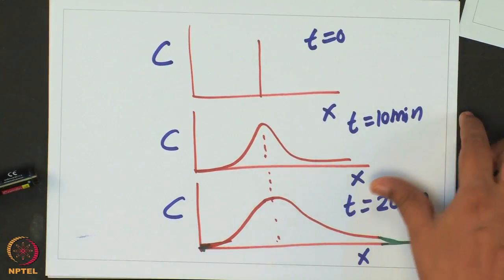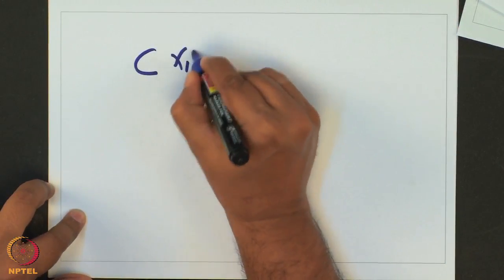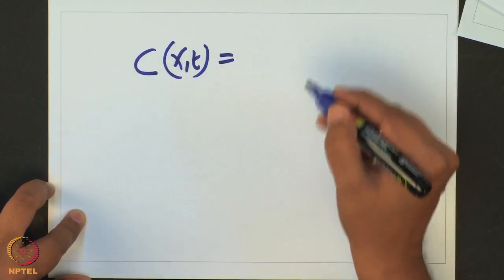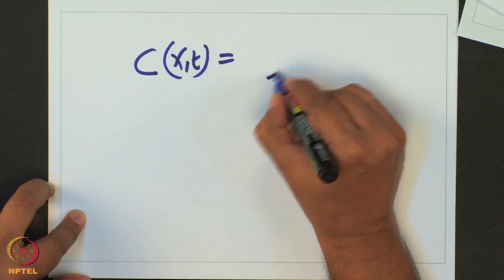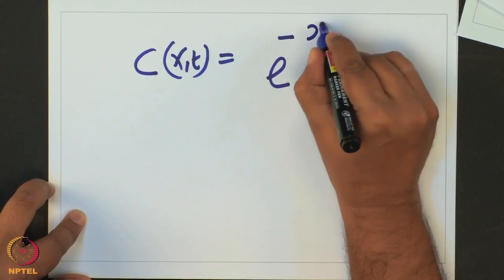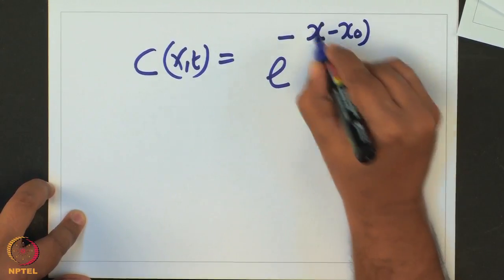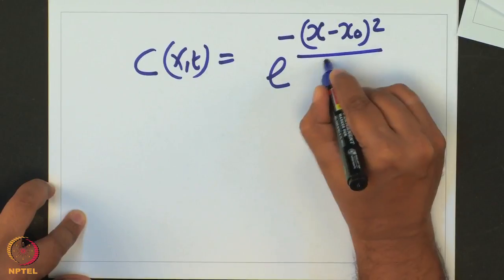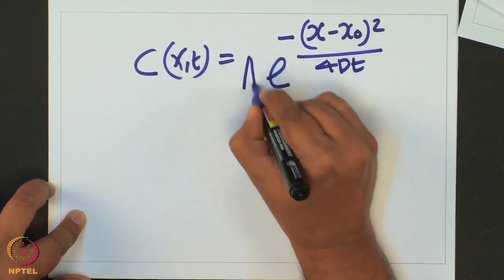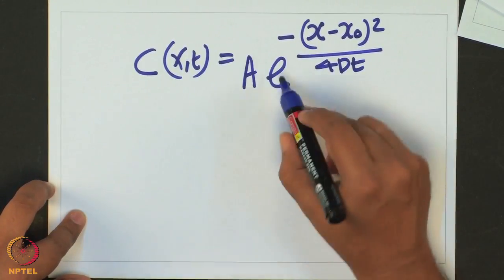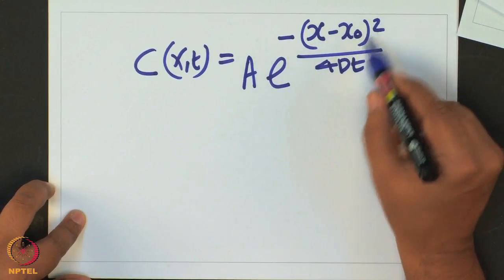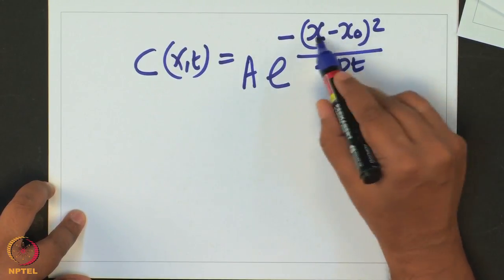So, a typical solution for this kind of diffusion equation is a Gaussian function, which is c of x comma t. If you assume nice initial and boundary conditions, one would get a typical solution which you would read in a textbook, which has a functional form like this: e power minus (x minus x0) whole square divided by 4Dt, at x equal to x0, which is this location.